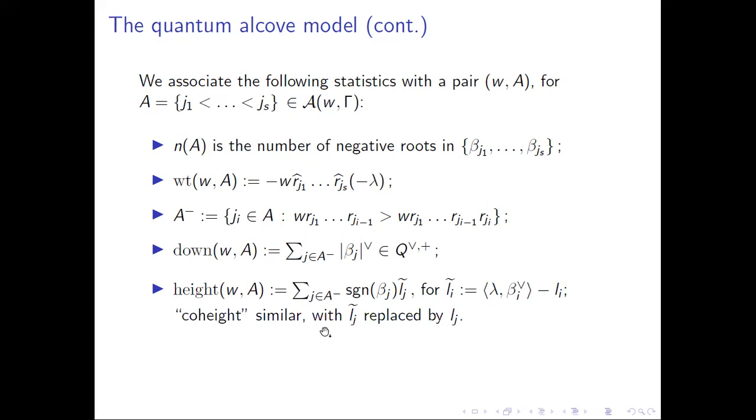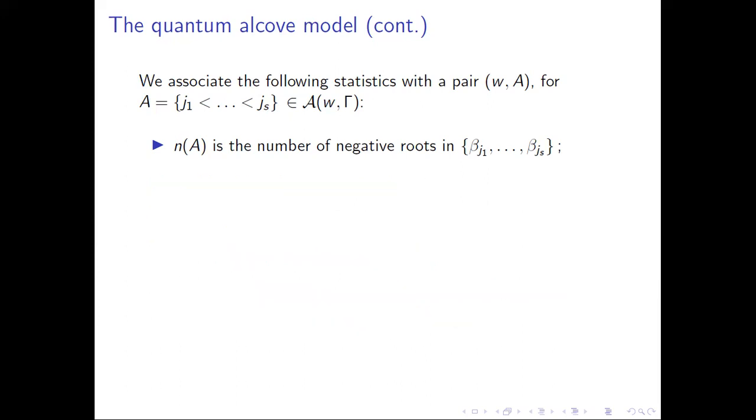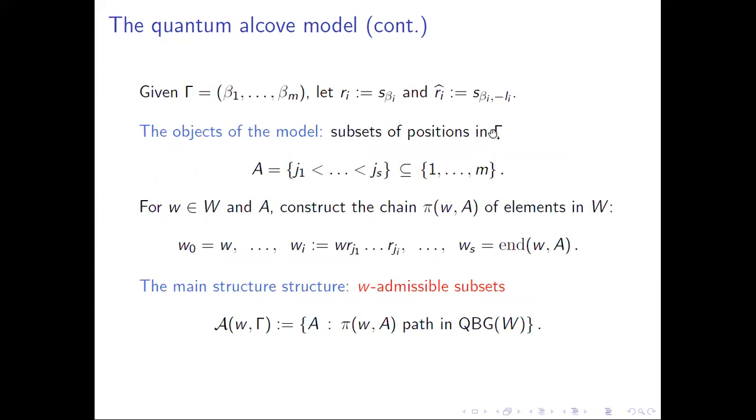And then there is also a notion of co-height, where instead of these complementary levels, you just sum the usual levels. The levels are, again, just given by these affine hyperplanes in position i, this negative li.